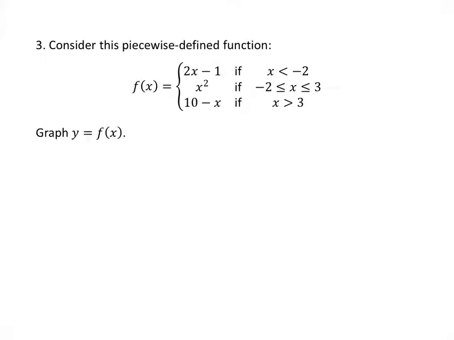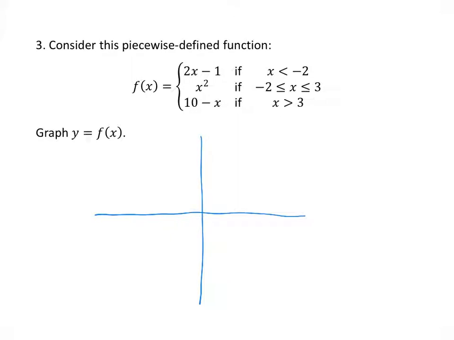Now finally, for this third problem, we're asked to graph the function. So we want to graph y equals f of x. So what we're going to do is piece together the graphs of these three functions separately. We know how to graph 2x minus 1, that's a line with slope 2 and y-intercept negative 1. We know how to graph y equals x squared, that's a simple parabola, and then 10 minus x is also going to be a line.